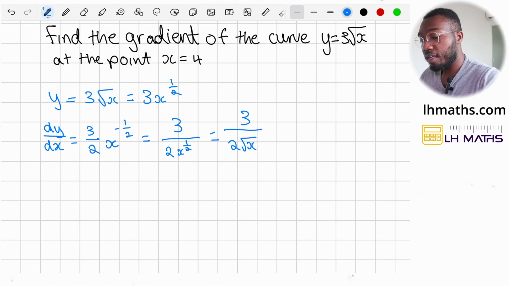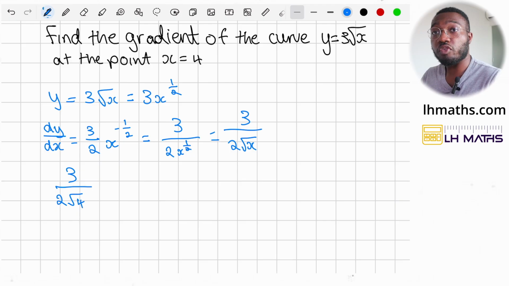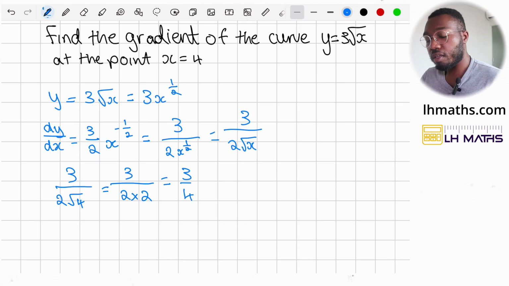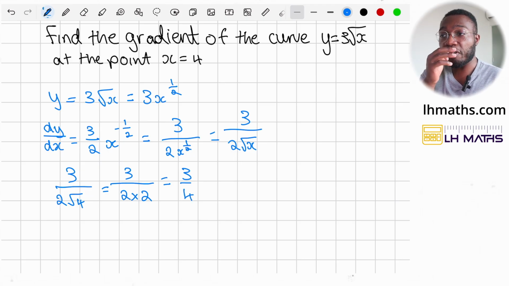So if we do that, then we would have 3 over 2 times root 4, and then that is 3 over 2 times 2, which is simply just 3 over 4. So we know now that the gradient of the curve when x is equal to 4 is 3 over 4. So to do that, you can use differentiation.